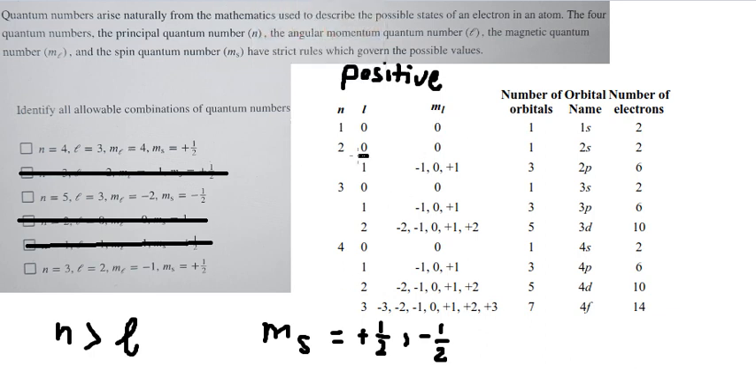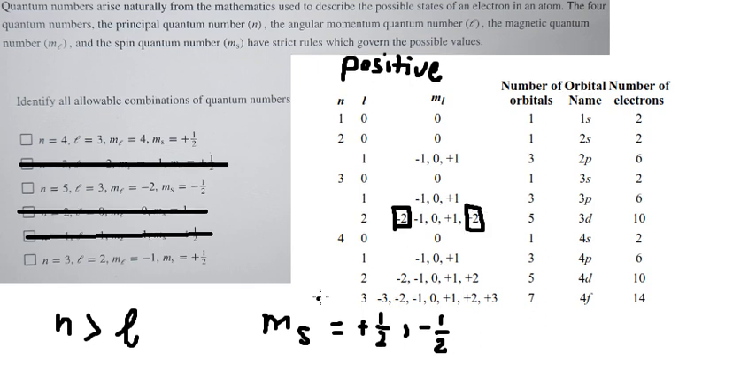The next one, that is about ML. Let's say if you have number 1, so the value should be between negative number 1 and positive number 1. If we have number 2, so the minimum should be negative number 2 and the maximum is positive number 2. That means we need to put in the absolute value. We put this one, and it should be smaller than or equal to the value of L.